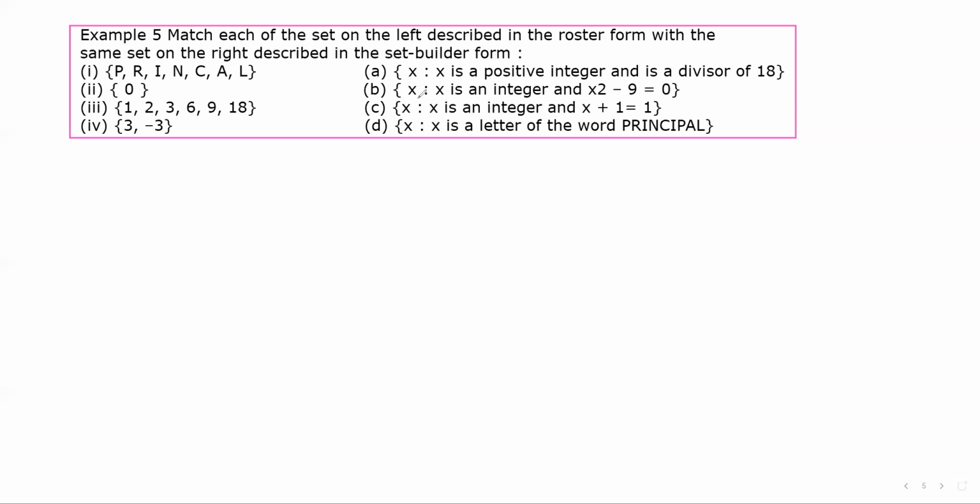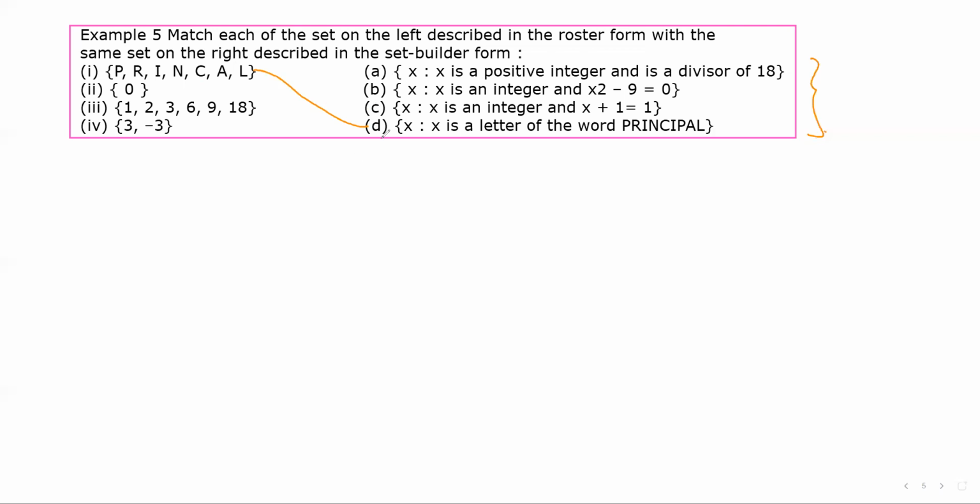If you consider the right hand side, you can see that it is mentioned in set builder form. One approach you can take is to convert all four options A, B, C, D into roster form and then match them with the left hand side. Or you can plainly see by observation, these words would be "x is a letter in the word principal". So this can be matched with D. By observation, you have 3 and minus 3.